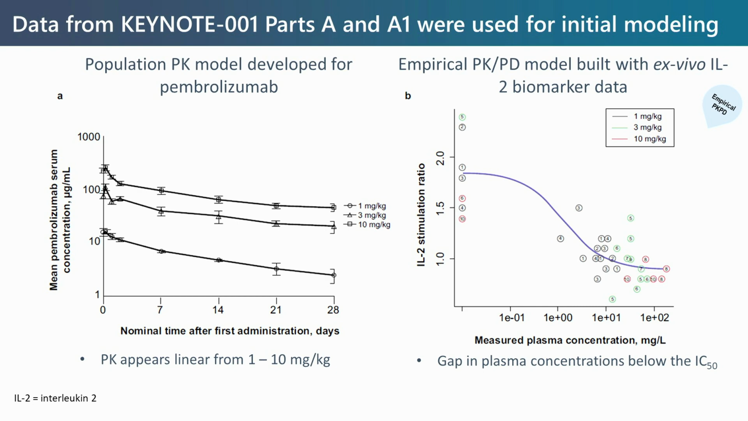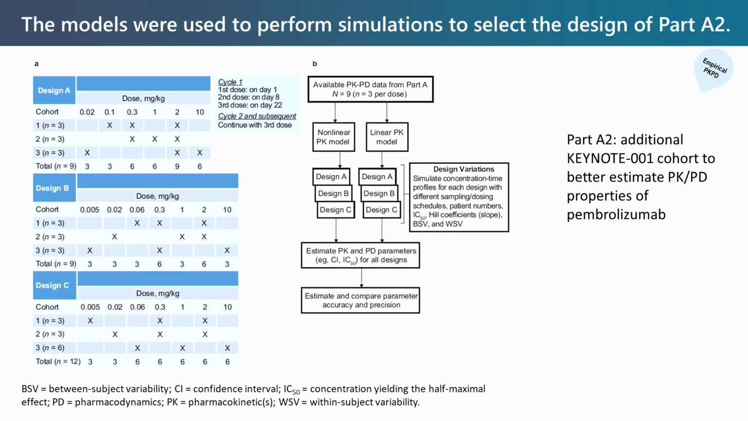The data collected in parts A and A1 were therefore not considered sufficient to select the lowest dose to use in the larger patient populations in the study. So modeling and simulation using these data were used to guide the design of an additional cohort in the study, cohort A2. The purpose of part A2 was to better characterize the PK and PD of pembrolizumab.